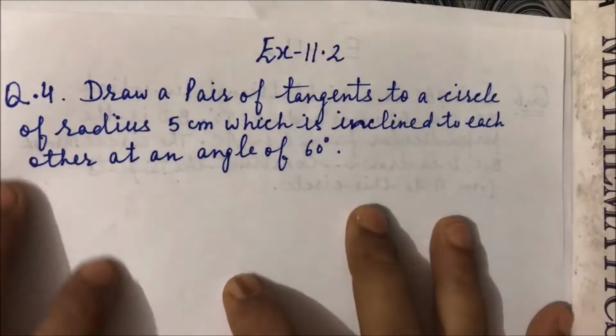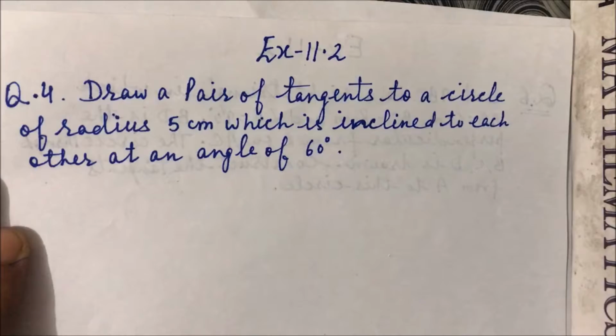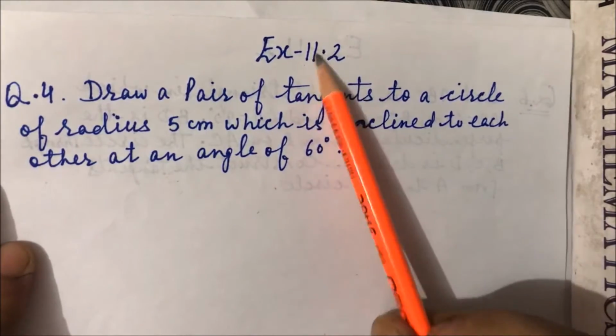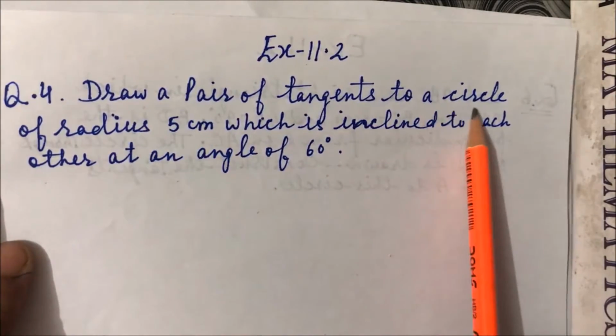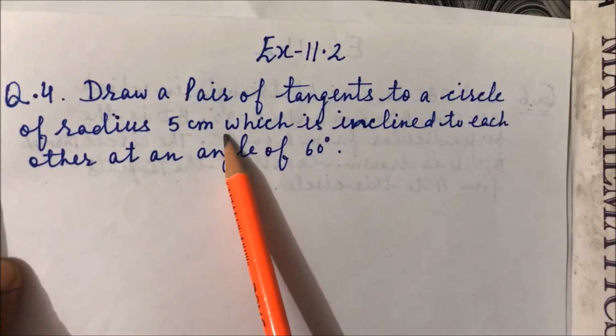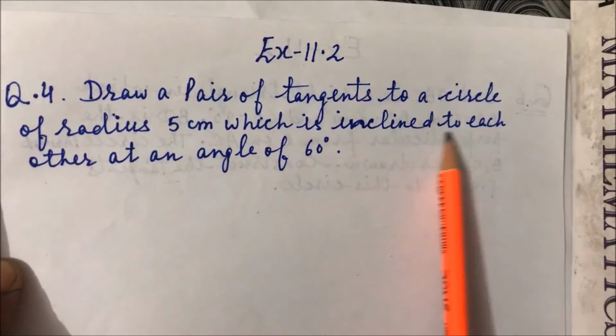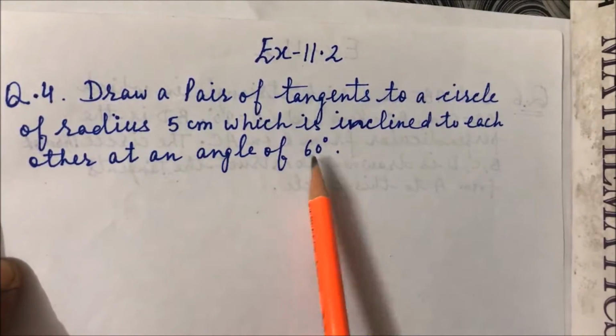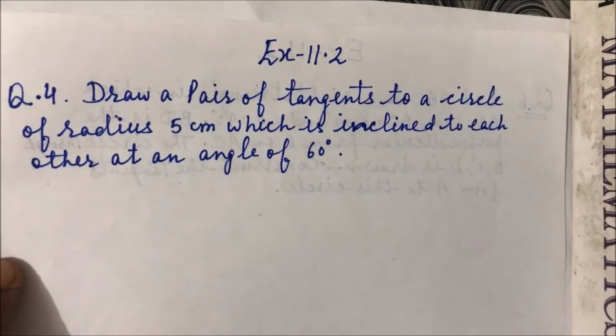Hello children, today we will do question number 4 of exercise 11.2. Draw a pair of tangents to a circle of radius 5 centimeter which is inclined to each other at an angle of 60 degree. Right? So first of all we have to draw a circle of radius 5.